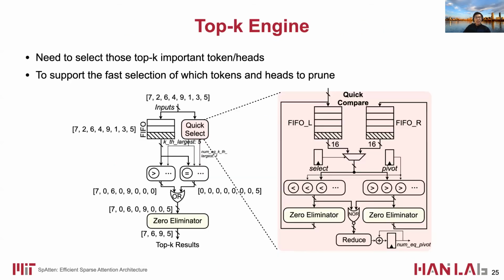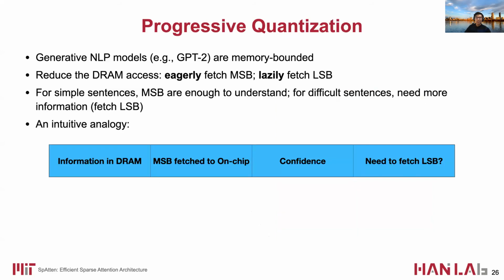In order to support the pruning, we design a top-K engine to select top several important tokens and heads and remove others. The top-K engine has a quick select module to select the K largest elements. The quick select has 16 smaller comparators and 16 larger comparators, so it can generate outputs in high parallelism. We also propose progressive quantization.